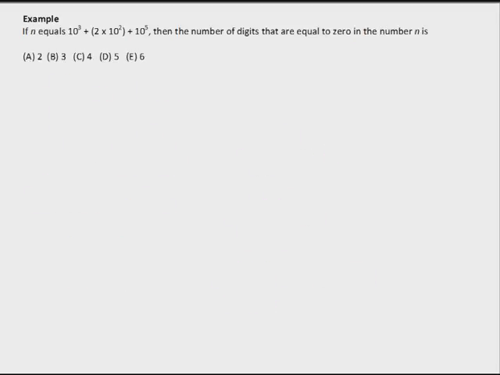If the number n equals 10 raised to 3 plus 2 times 10 raised to 2 plus 10 raised to 5, then the number of digits that are equal to 0 in the number n is. So firstly, this is some very strange way of depicting n. Let me write n the way we know it. So since they've given n in powers of 10 form, let me decipher what they mean. So n is just 1000 plus 200 plus 100,000.